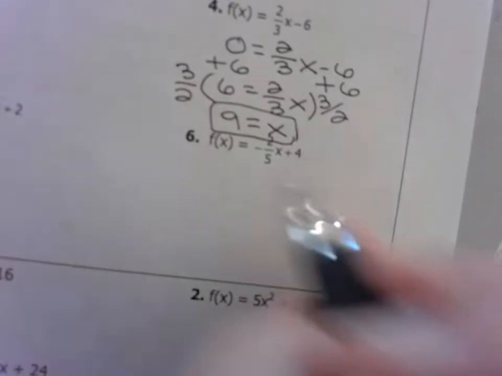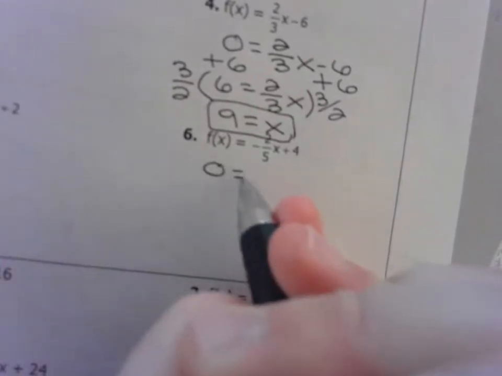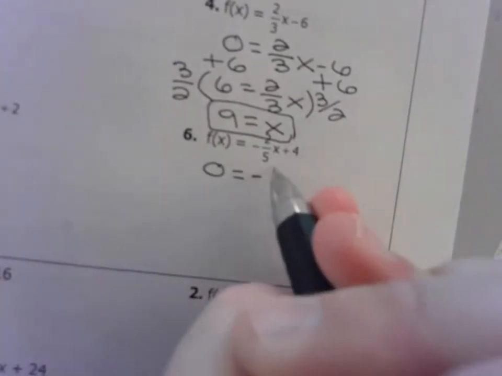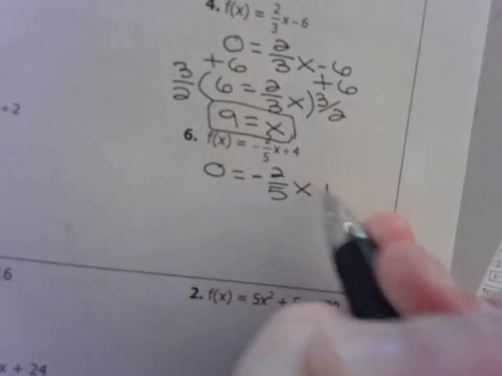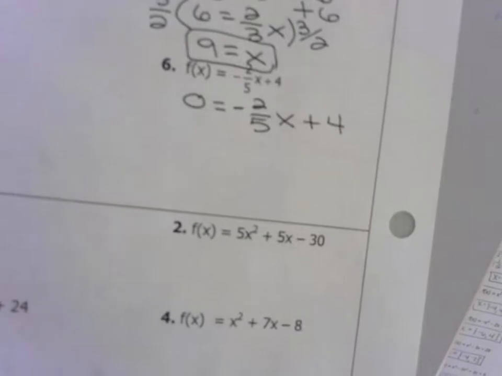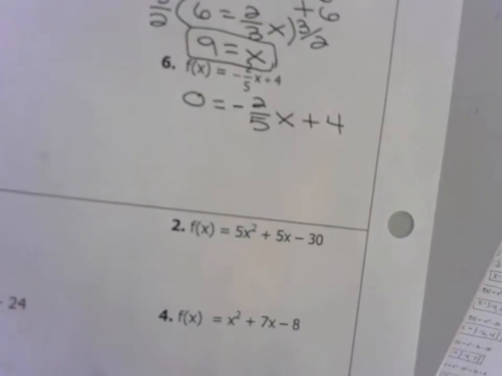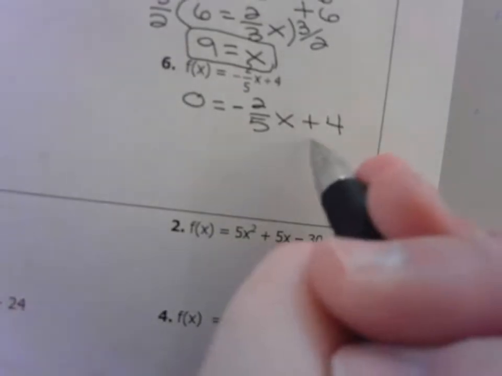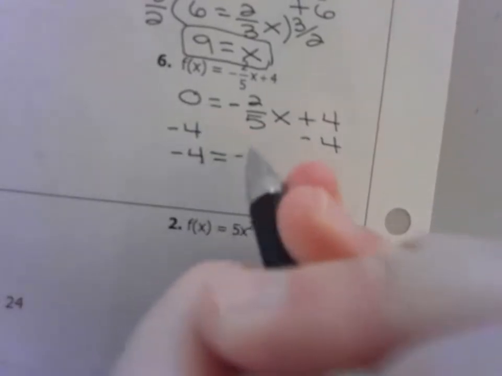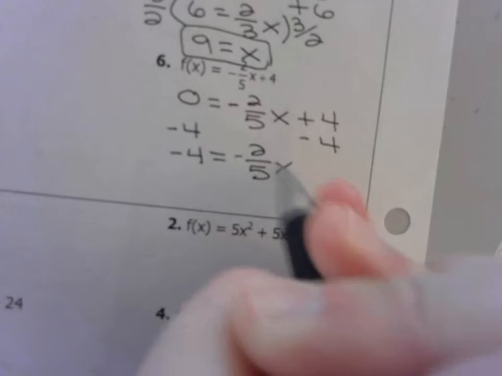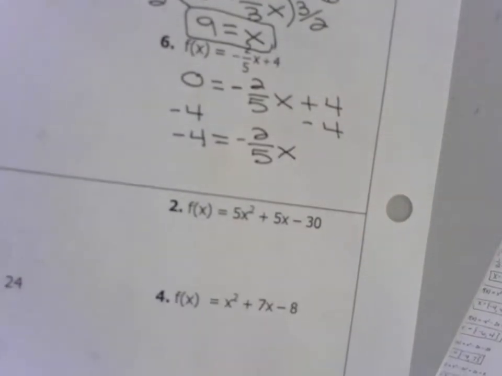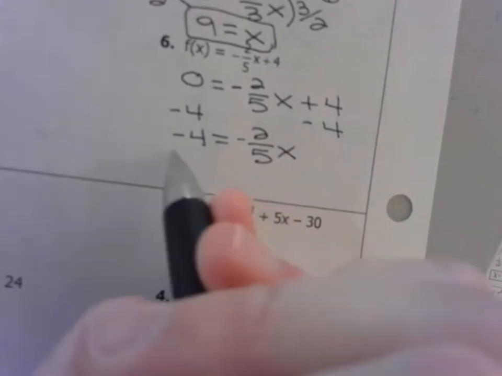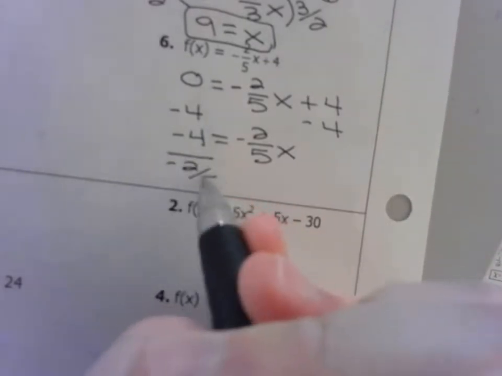Let's look at 6. If I want to find the 0, I take f of x and I put 0 where f of x is. So 0 equals negative 2/5 x plus 4. And then solve that equation. Minus 4, minus 4. So negative 4 equals negative 2/5 x. And then to get rid of the fraction, you have a couple options. Let's go ahead and divide by negative 2/5 so I can show you both ways to do it.